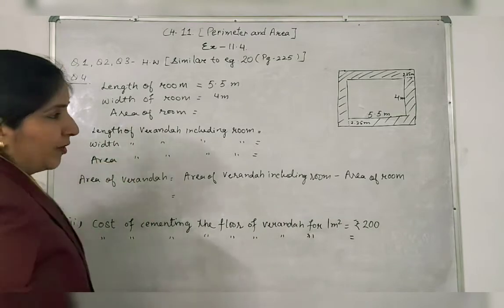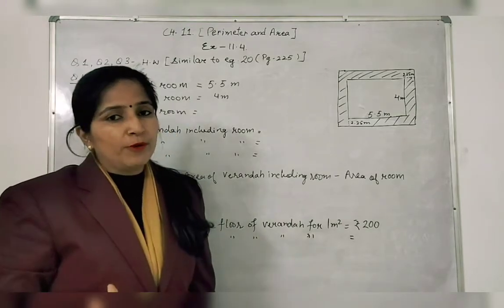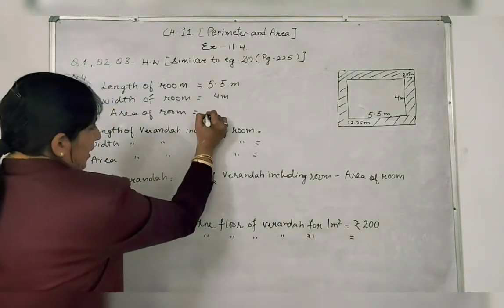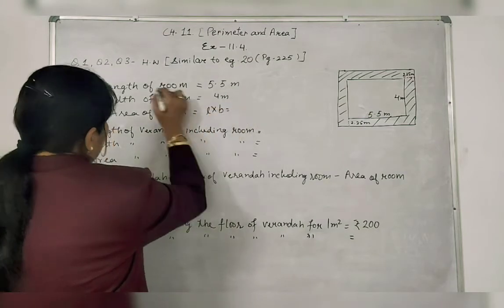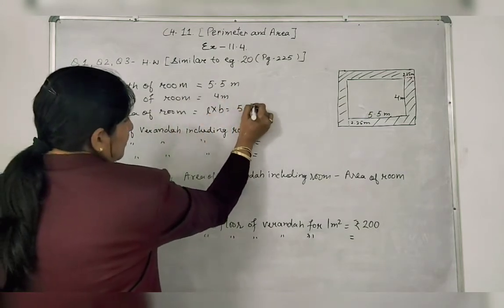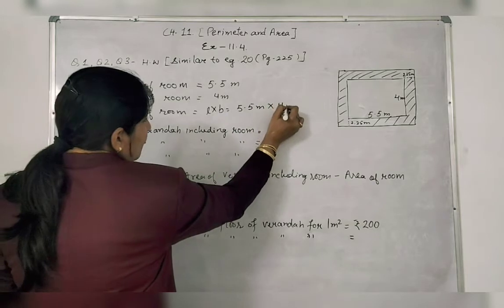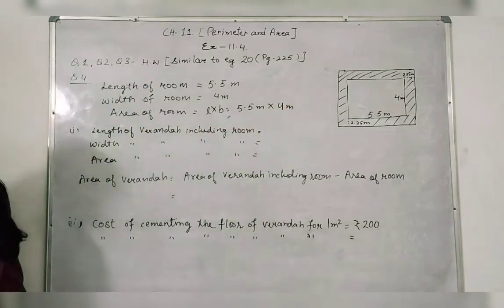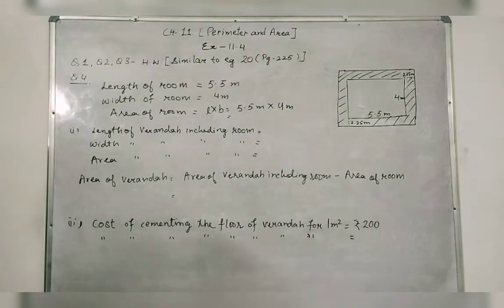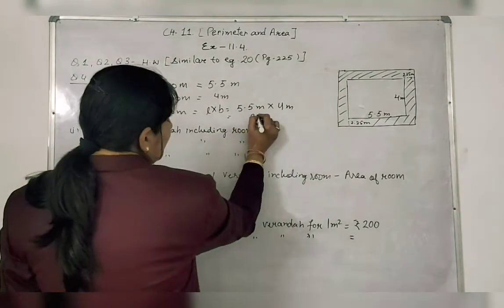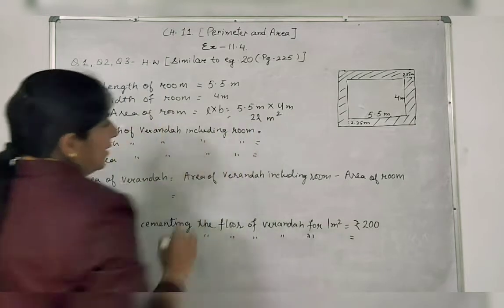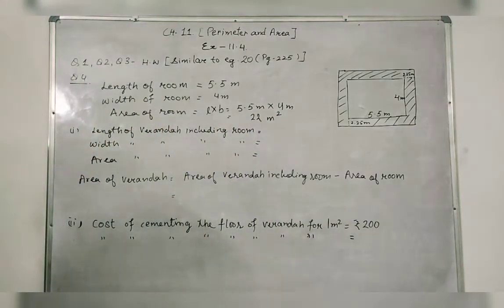Area of room: it is a rectangle, so you know the formula, length into breadth, to find the area. So length into breadth, 5.5 meter multiplied by 4 meters. We can find the area in this manner, and after solving, 22 meter square is the area of the room.